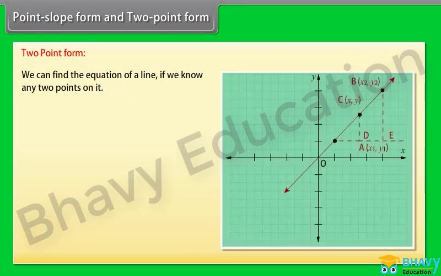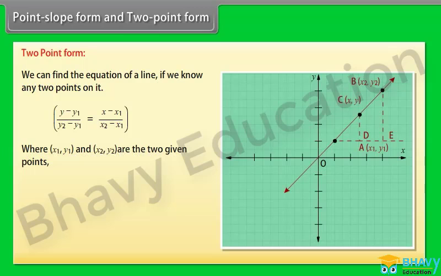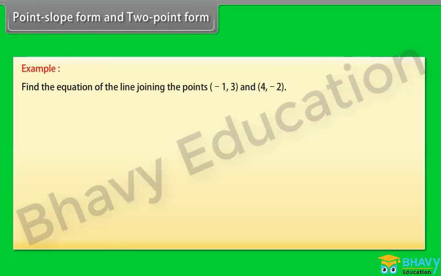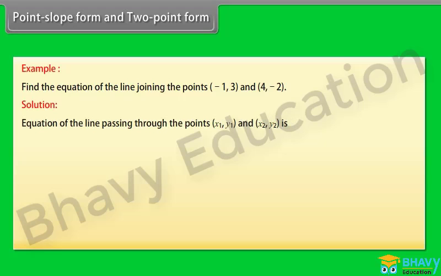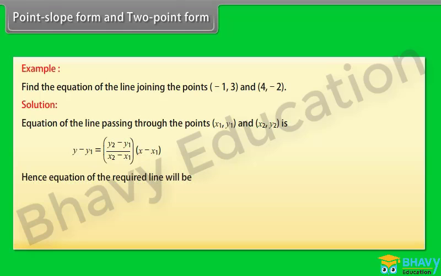Two-point form. We can find the equation of a line if we know any 2 points on it, where (x1, y1) and (x2, y2) are the 2 given points. Example. Find the equation of the line joining the points (minus 1, 3) and (4, minus 2). Solution. Equation of the line passing through the points (x1, y1) and (x2, y2) is y minus y1 is equal to (y2 minus y1) by (x2 minus x1) into (x minus x1). Hence, the equation of the required line will be x plus y minus 2 is equal to 0.